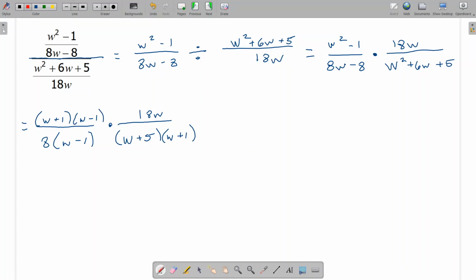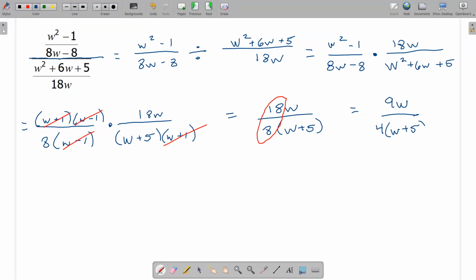Now, looking for common factors to cancel, we have w minus 1s that cancel. We have w plus 1s that cancel. So let's rewrite what we have left. We've got an 18w over 8 times w plus 5. So the only thing I'm going to be able to do here is reduce this fraction to 9/4, making our final answer 9w over 4 times w plus 5. So anytime you have these complex fractions, the goal is really to turn it into a multiplication problem, which are much easier to work with.